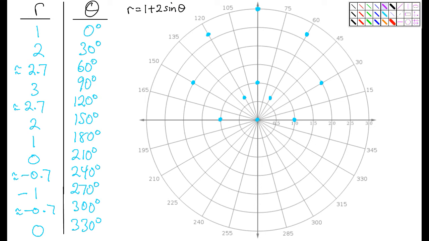Okay, we're about done. Time to connect the dots. Here we go. Again, this is probably not going to work out too well because I'm doing this freehand. But let's hope it's not too bad. Okay, not terrible. Maybe you can do better. You probably can do better. Okay, that's it. We just plotted a limacon with a small inner loop.